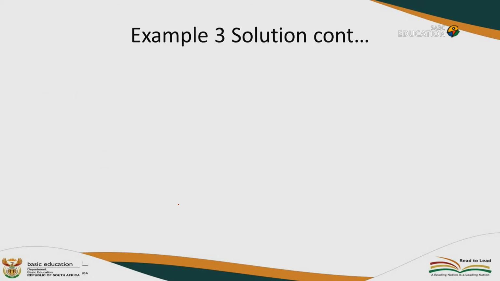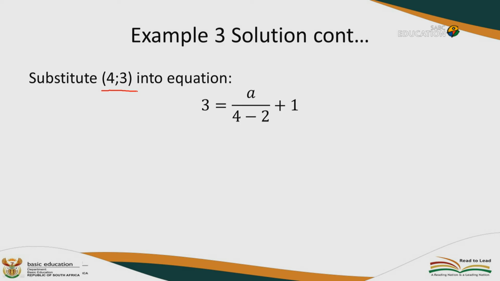Okay, so now let us look at what we are going to do to find the value of A. To find the value of A, we're going to substitute the point that was given on the graph, which is (4, 3), into that equation. So we substitute 3 in place of y, and 4 in place of x. And then we are going to solve for A, which is our unknown in that equation.